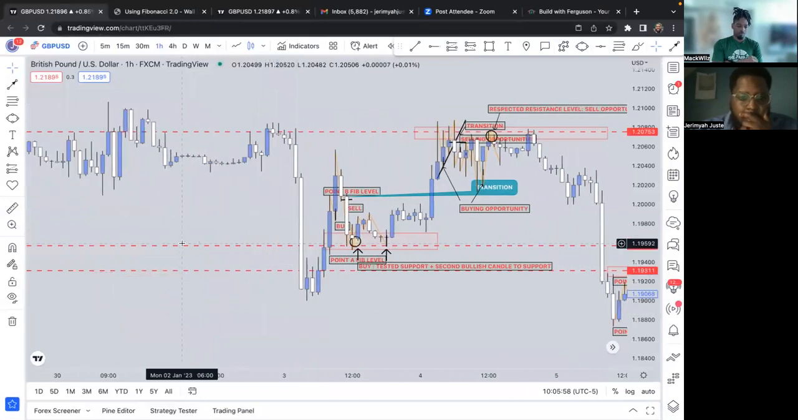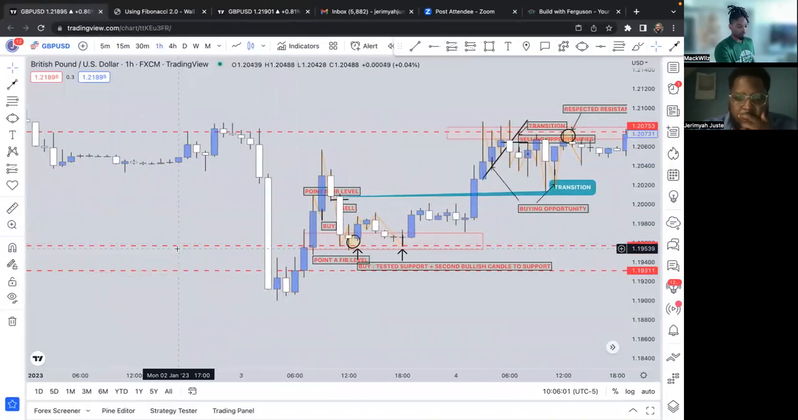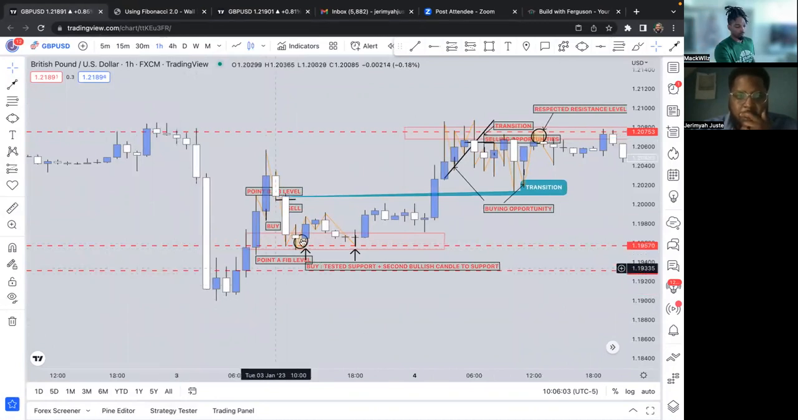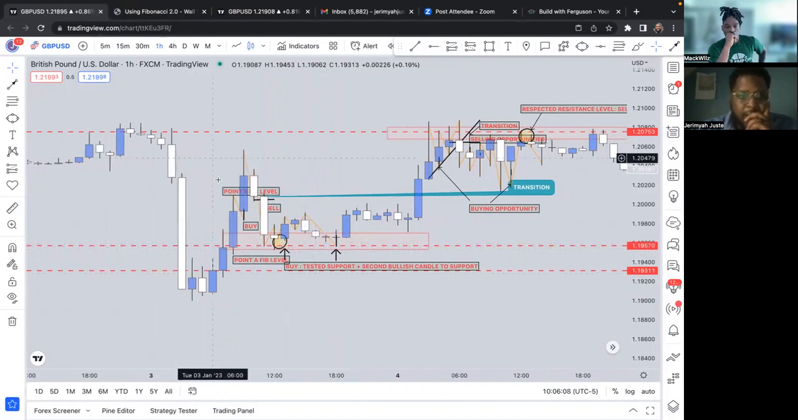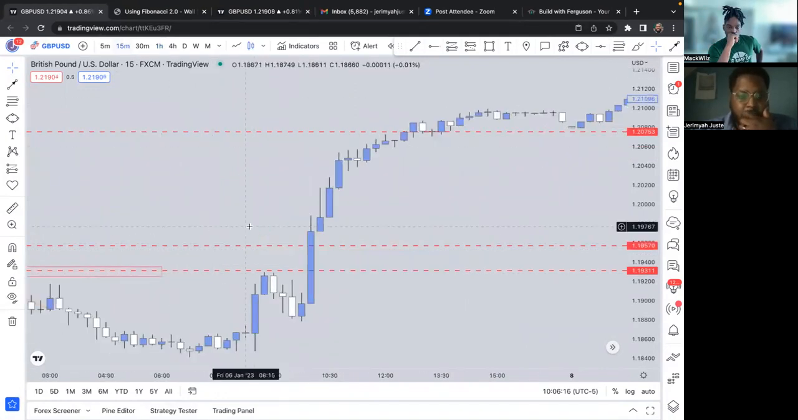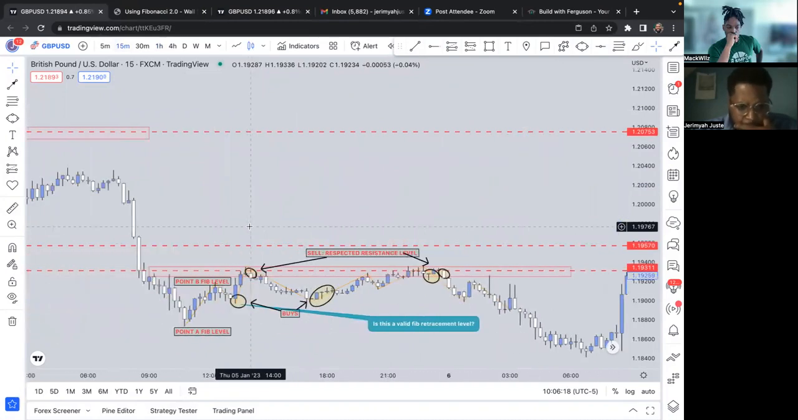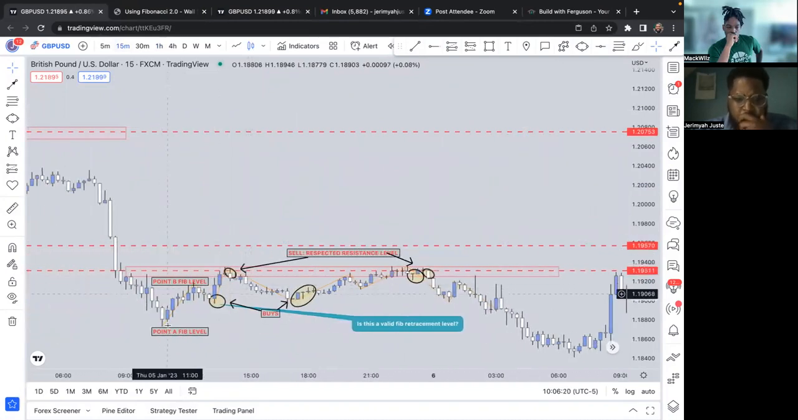So I noticed that there was some support in this area with some of the wicks. So what I did was I took that, I highlighted it, marked that area for support, went down to the 15 to see what was really going on there, and that's where I drew my market structure. We had some higher highs, higher lows, higher highs, higher lows, and then just some highs and then lows, and then highs and then a lower low.